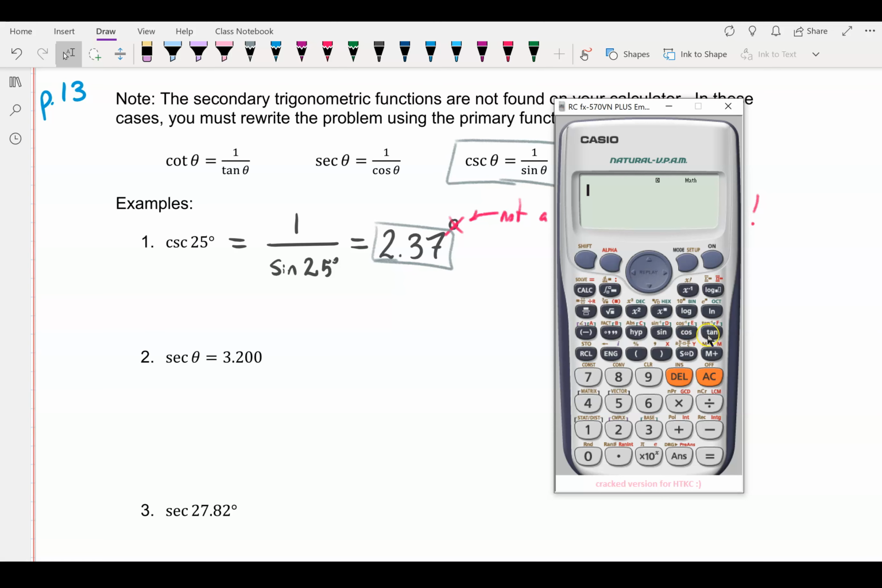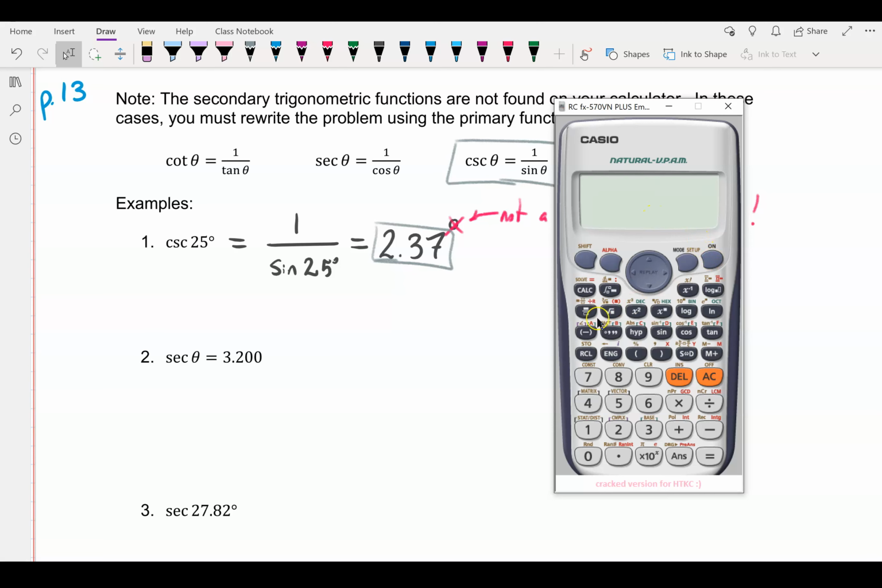Now, something I said earlier was that cosecant of 25 degrees is not on the calculator. We have sine, we have cosine, we have tan. We actually have sine inverse, cosine inverse, tan inverse. That's not the same as cosecant and the other ones. So we need to go 1 over. So you can just go 1 divided by sine of 25. And that'll be enough. That'll give you your answer.